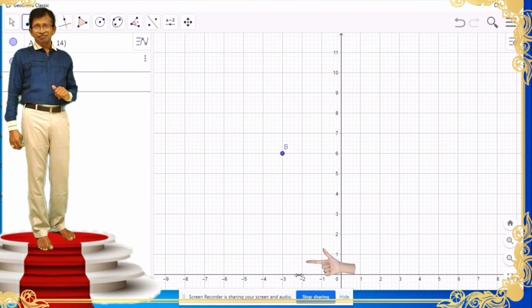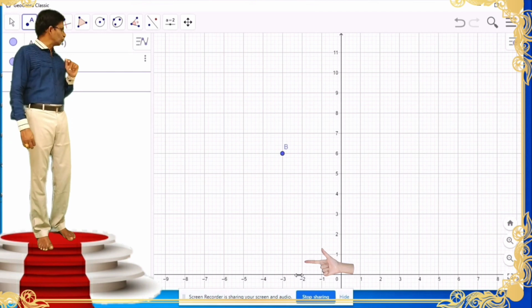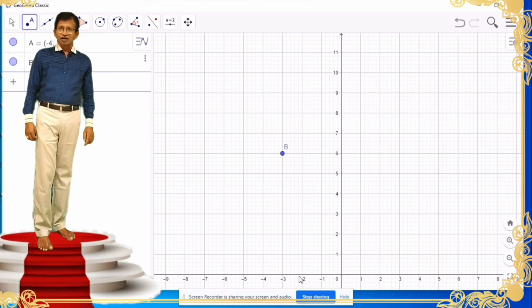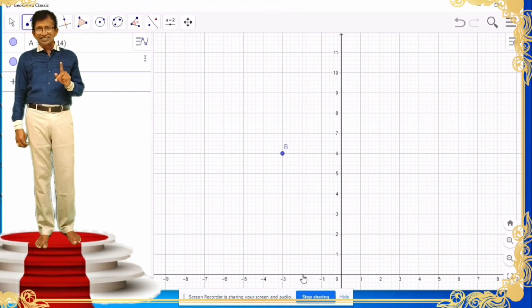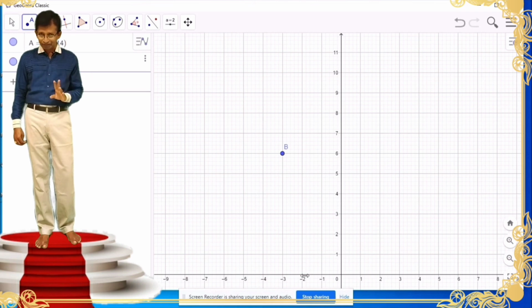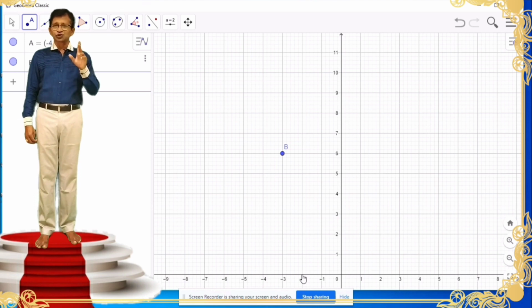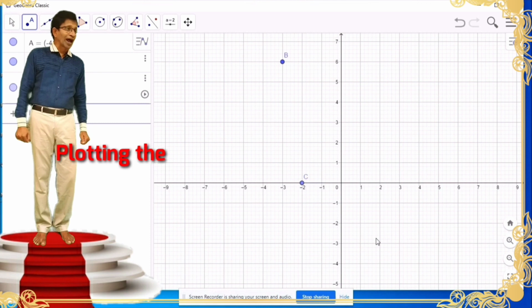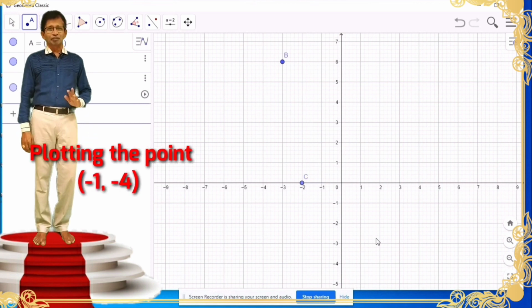Now plotting the point minus 2, 0. Start from the origin and move 2 units horizontally towards left. As the y coordinate of the point is 0, you should not move upwards or downwards vertically. The point at this position is minus 2, 0. Mark it as C.